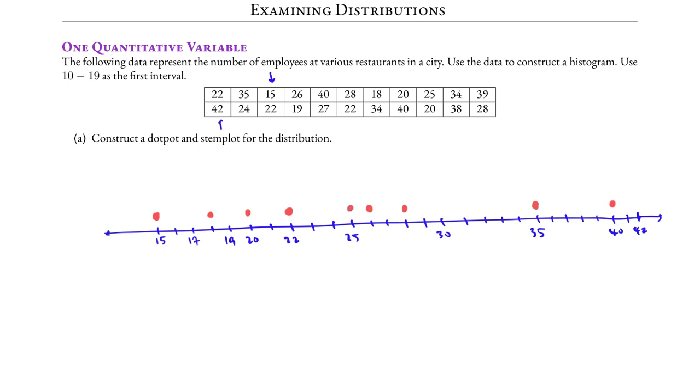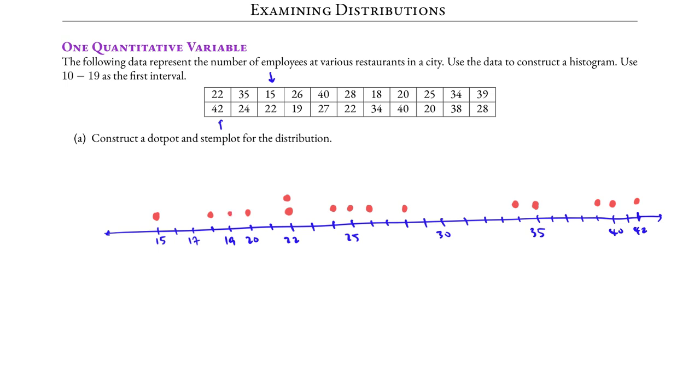25, 34, 39, 42, 24, and 22. There is a dot on 22 already, so we need to put another dot above the first dot. And so 22 has two dots stacked up vertically.